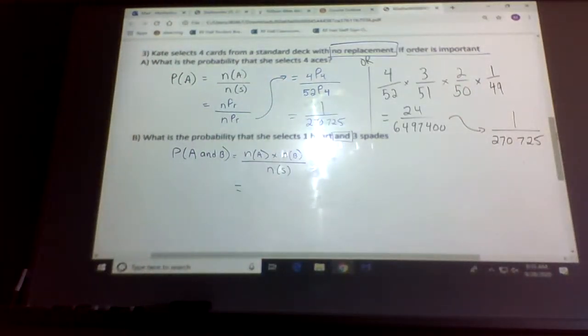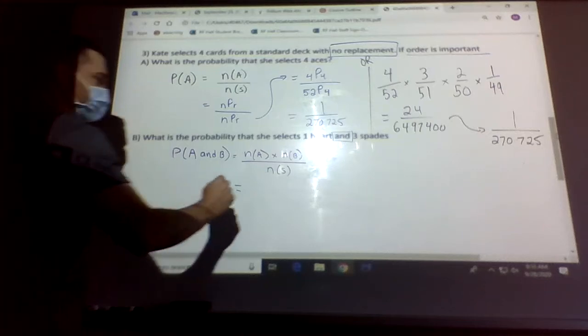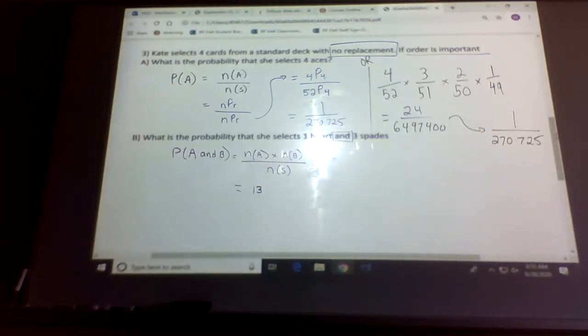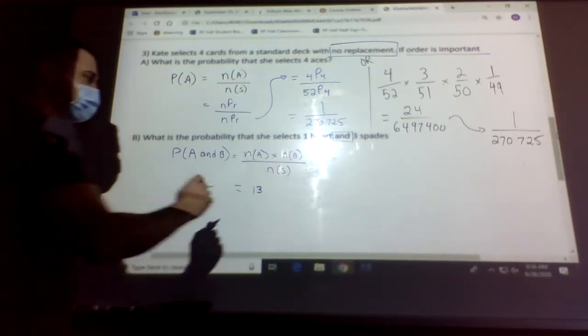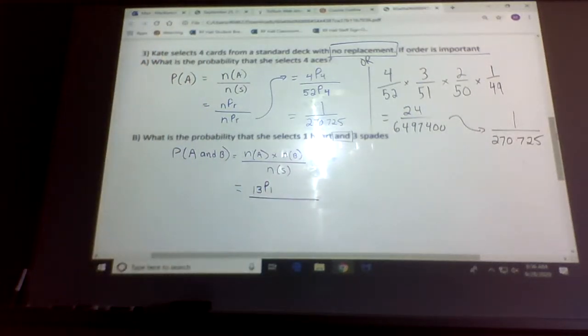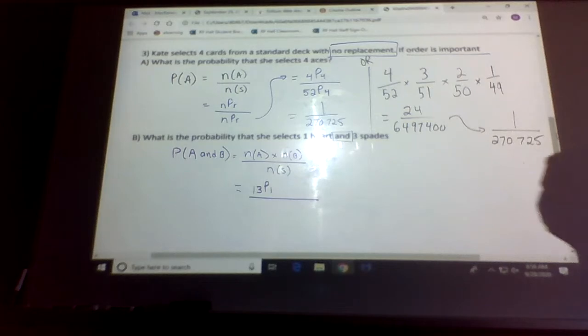So how many hearts do we have in total? 13. Okay, so I have 13 hearts. And how many do I want to pick? 1. So 13, pick 1. If it was just 1 heart, let's see how many ways we can pick 1 heart. I don't know why I asked that the first time. Sorry, I led you the wrong way.